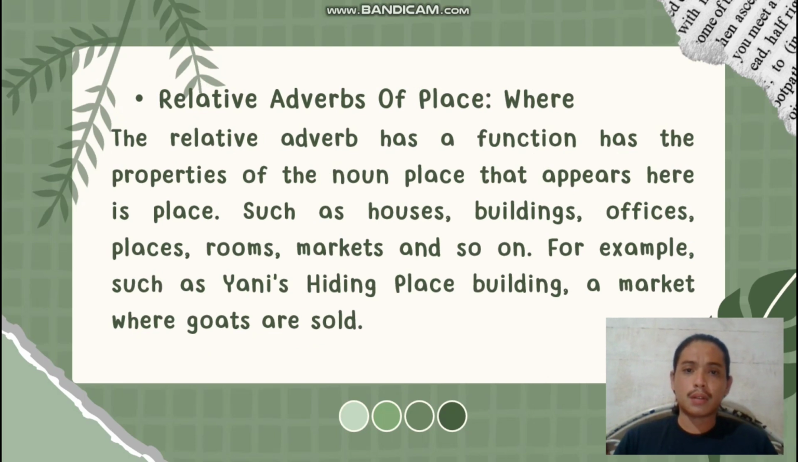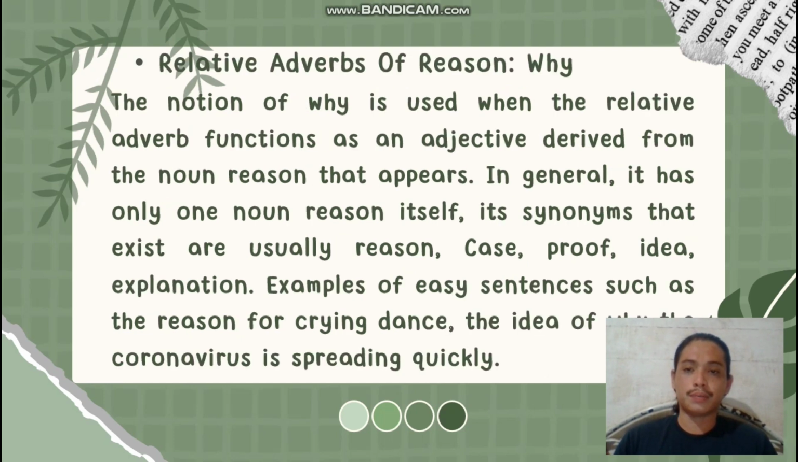Relative adverb of place: where. For example, such as an eating place, a building, a market where goods are sold. Relative adverb of reason: why. Example sentences such as the reason for crying, the reason why the coronavirus is spreading quickly.